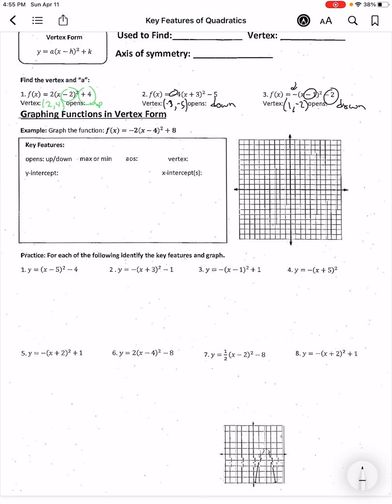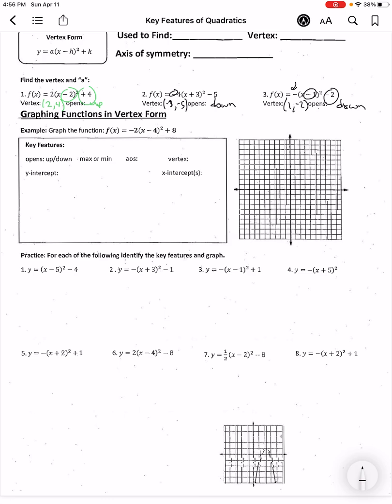Again, you can graph it. That's always the best way. If you're not sure what happens, if you don't know for sure, please, please, please graph. Don't guess. It's much better for you to graph and see what's actually there than it is to guess and be wrong.